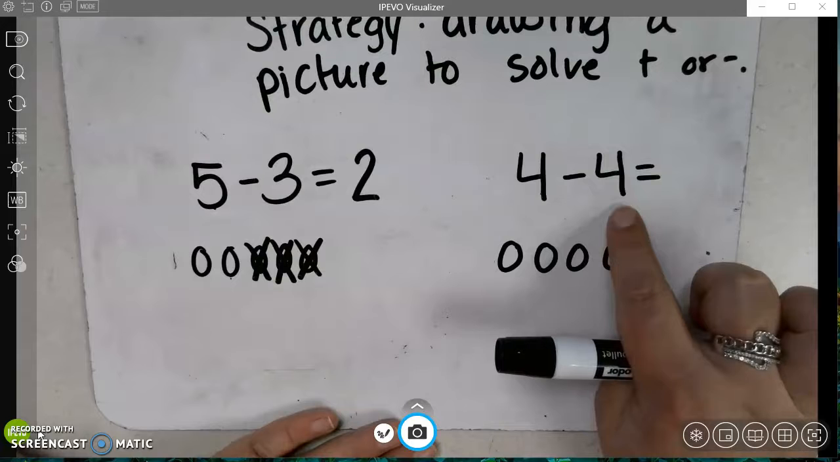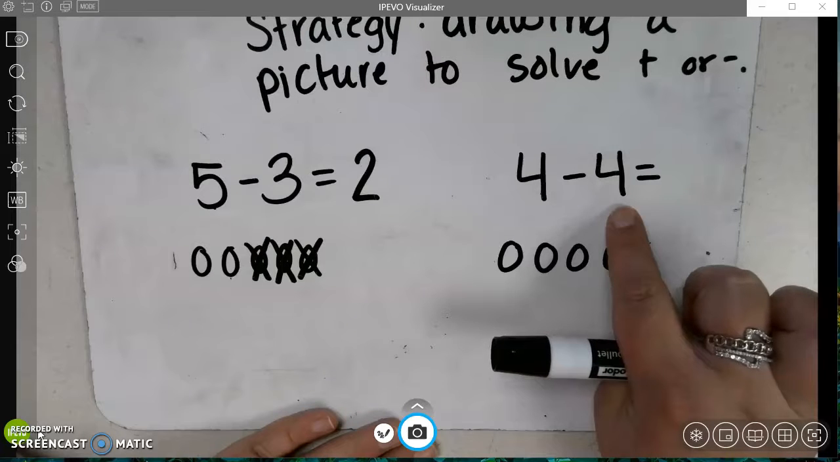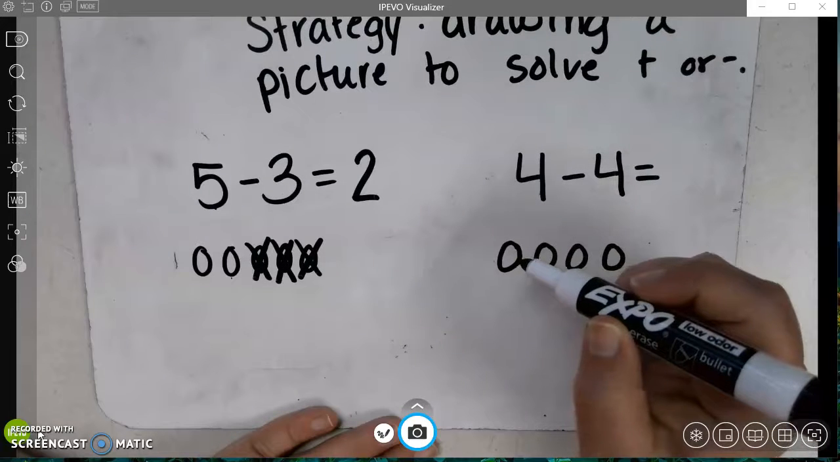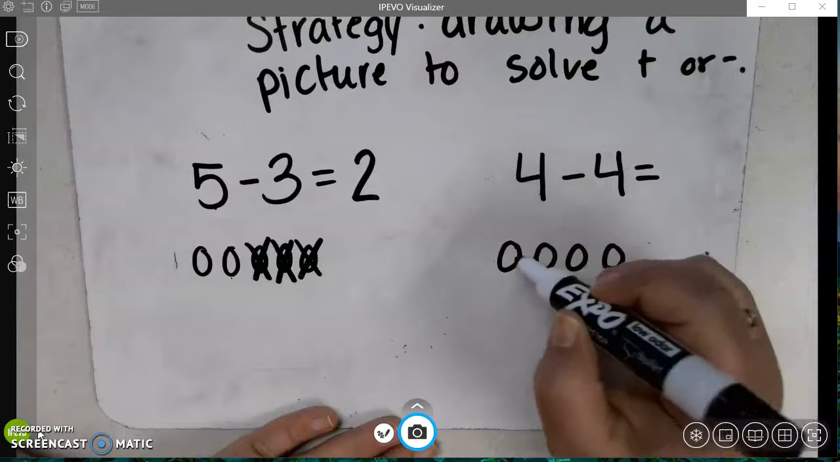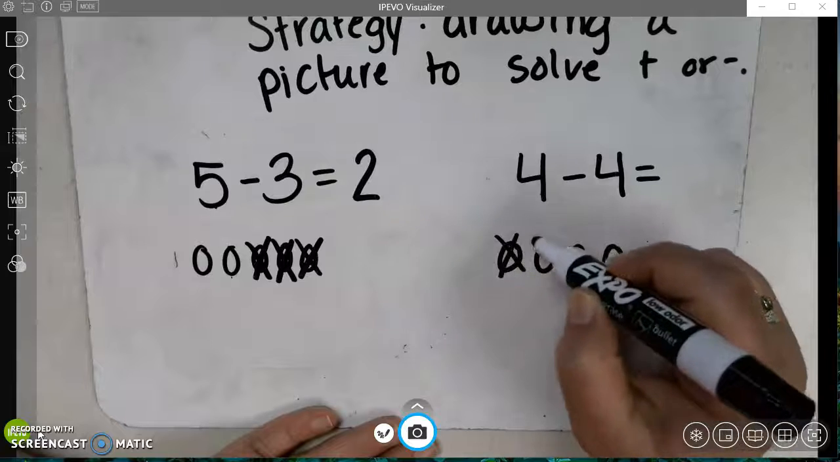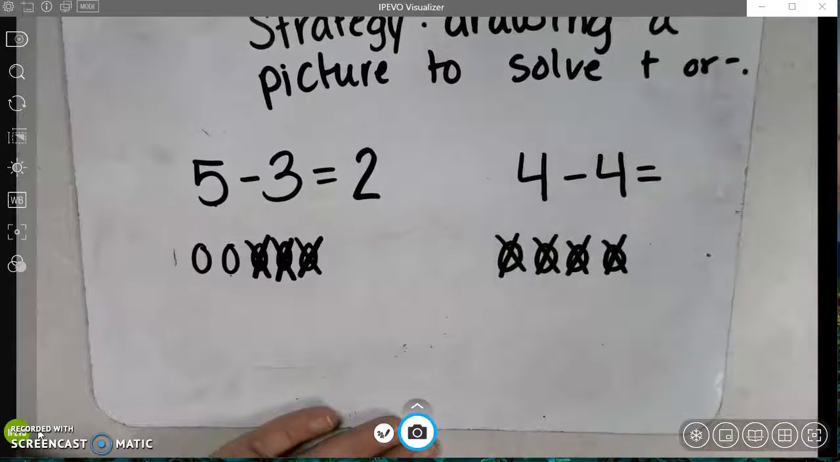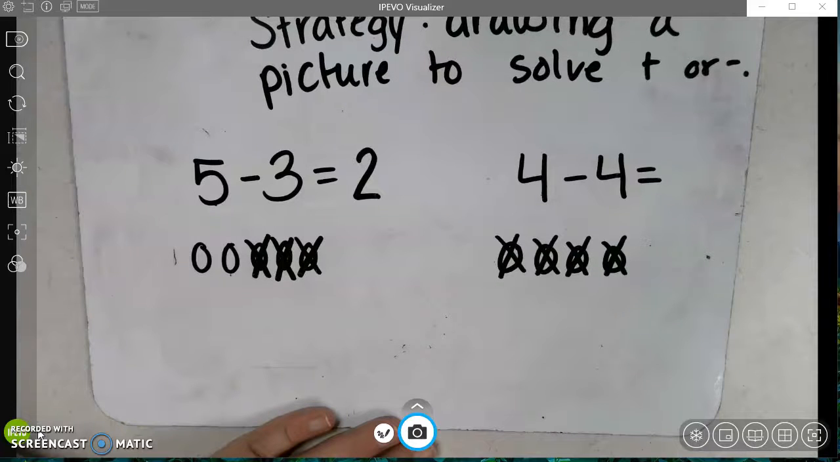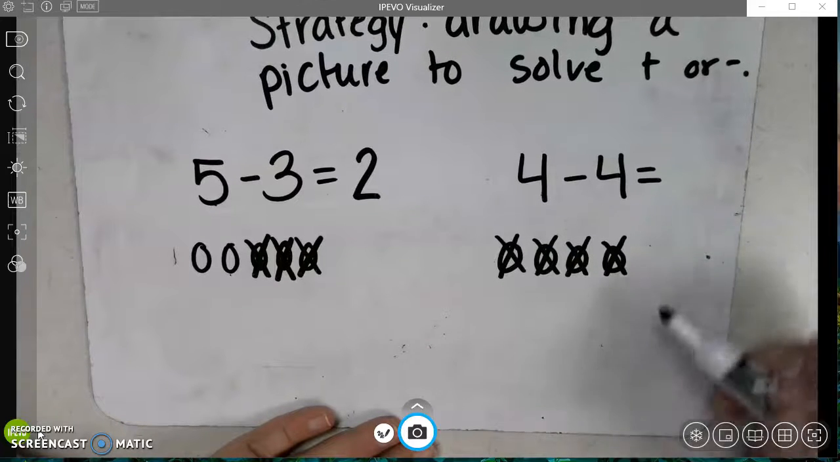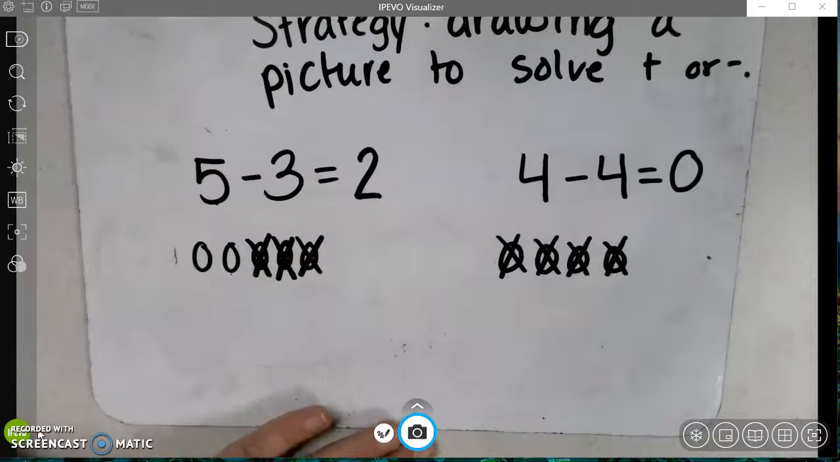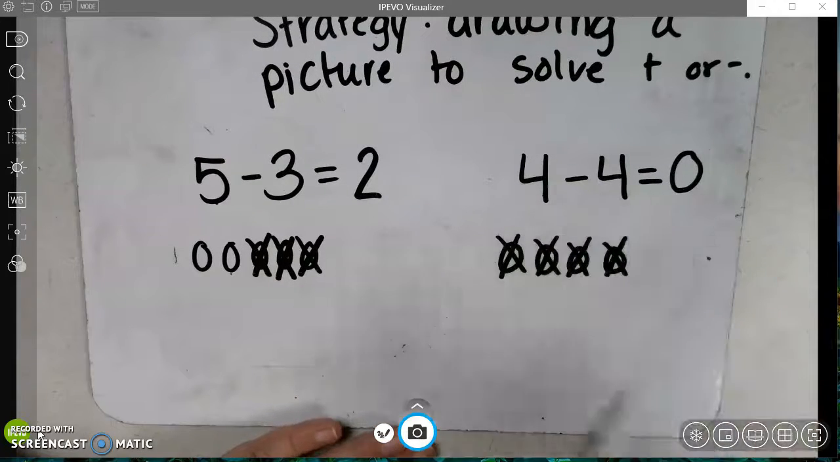Good job. How many circles are we putting X's through? 4. All right, get your marker ready. Are you ready to put X's through your circles? Let's count X's. 1, 2, 3, 4. How many circles are left that do not have X's through them? None. None is not a number, though. So what's our answer? 0. Good job. 0. 4 minus 4 equals 0.